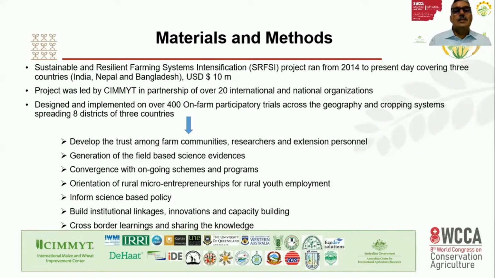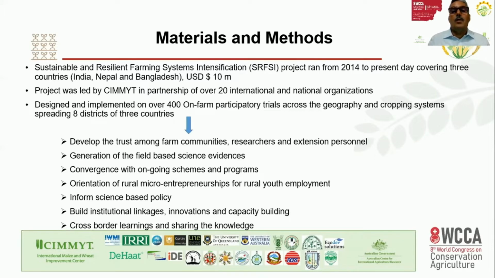The Sustainable and Resilient Farming System Intensification project ran from 2014 to the present day, covering 3 countries, India, Nepal, and Bangladesh, and was around USD 10 million in size. The project was led by CIMMYT in partnership with over 20 international and national organizations.